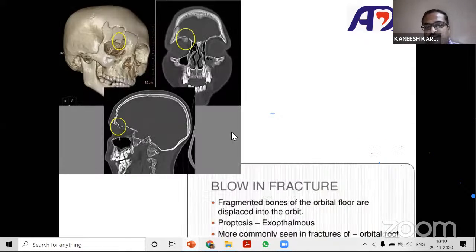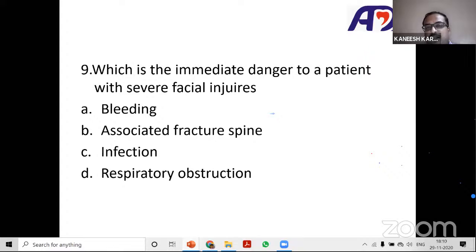This is a blow-in fracture. If the contents of the superior orbital ridge enter into the orbit, then we call it a blow-in fracture. What is the immediate danger to a patient with severe facial injuries? Exactly. It is respiratory obstruction.